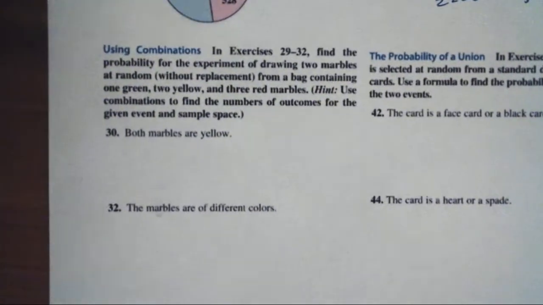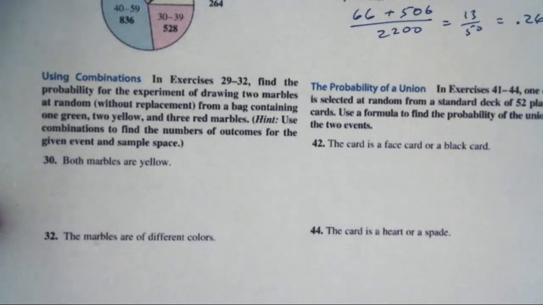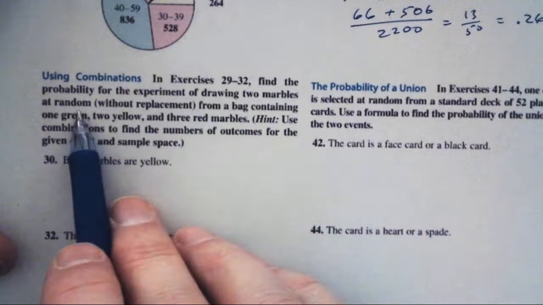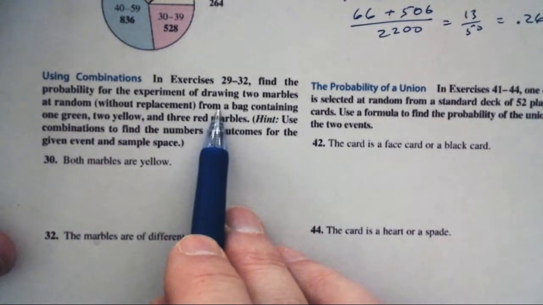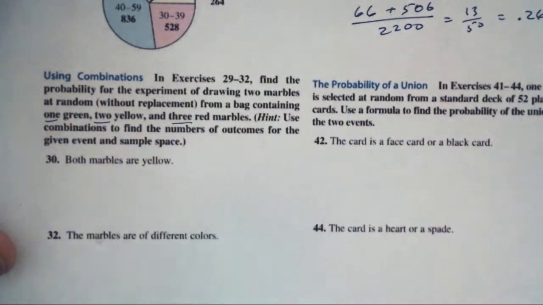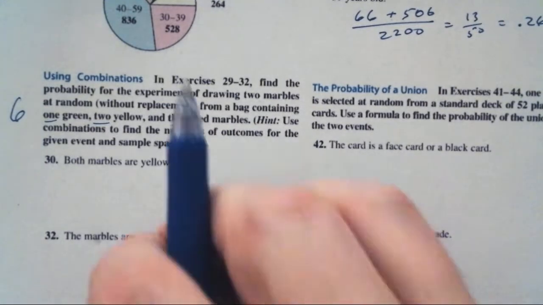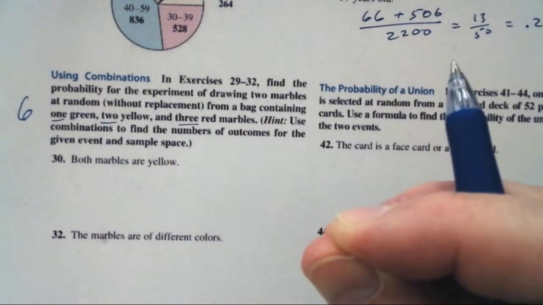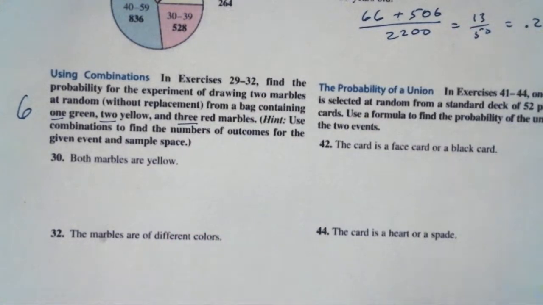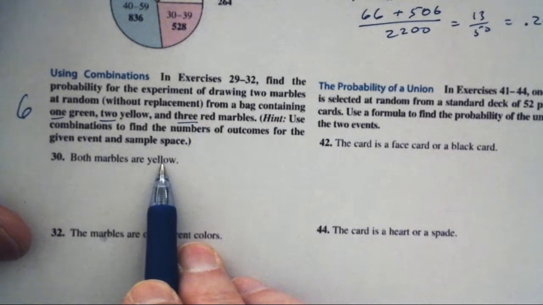All right, easy enough. Number 30, and I'm going to avoid their hint, although we may come back and talk about their hint at some time during class. Find the probability for an experiment of drawing two marbles at random without replacement from a bag that contains one green, two yellow, three red marbles, six total marbles. I want to think of this as they reach in and grab a marble, they record it, so say it's yellow, I set it aside, then I reach in and grab another marble. So both marbles are yellow. We win if both marbles are yellow.